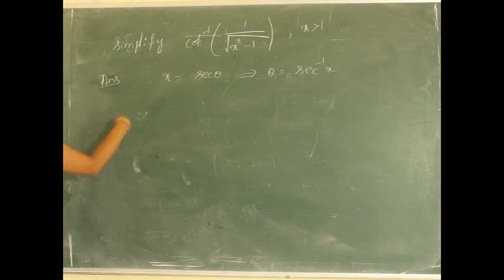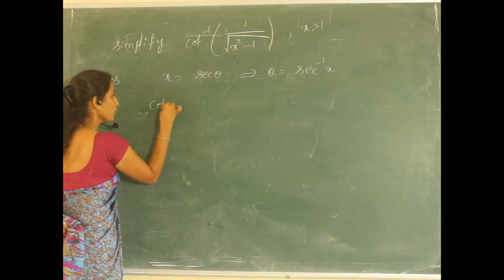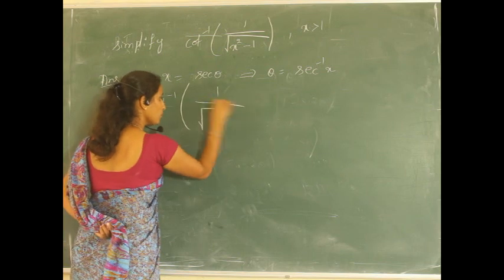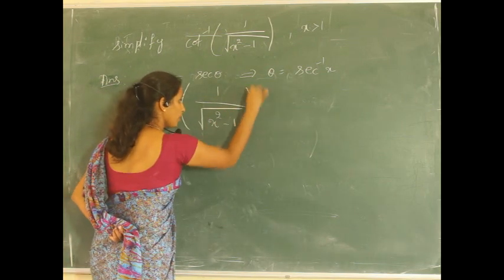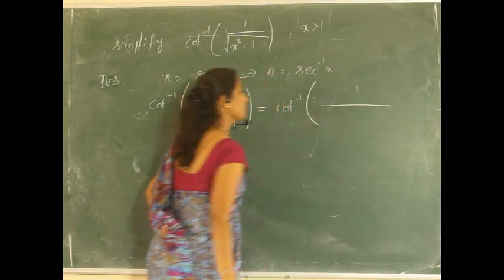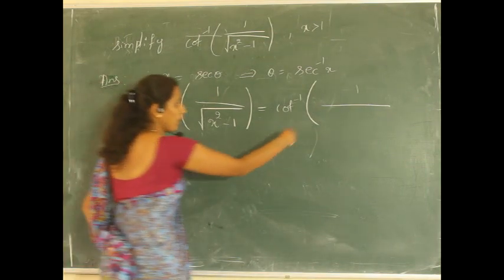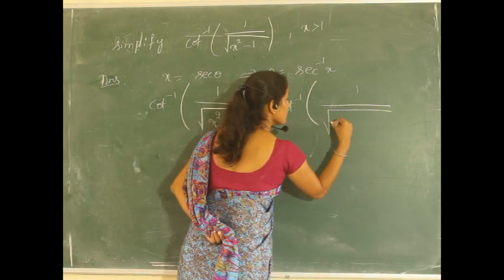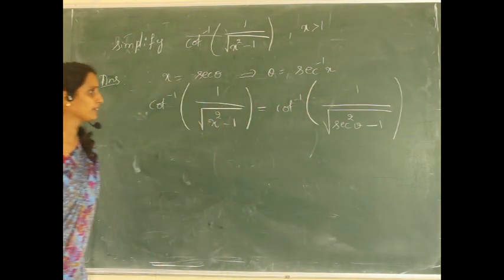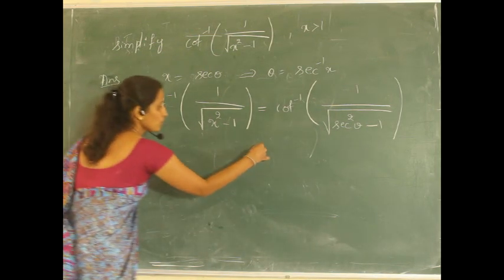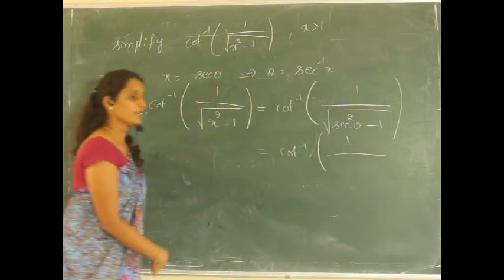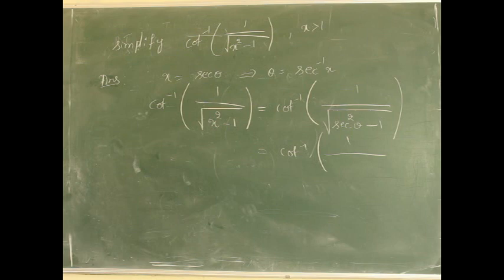Now substitute all these values in the given value. Here it is not to prove, it is to write the simplest form of cot inverse of 1 by root of x square minus 1. So this becomes cot inverse of 1 by square root of secant square theta minus 1. I have taken x as secant theta, so it is secant square theta minus 1. What is the value of secant square theta minus 1?